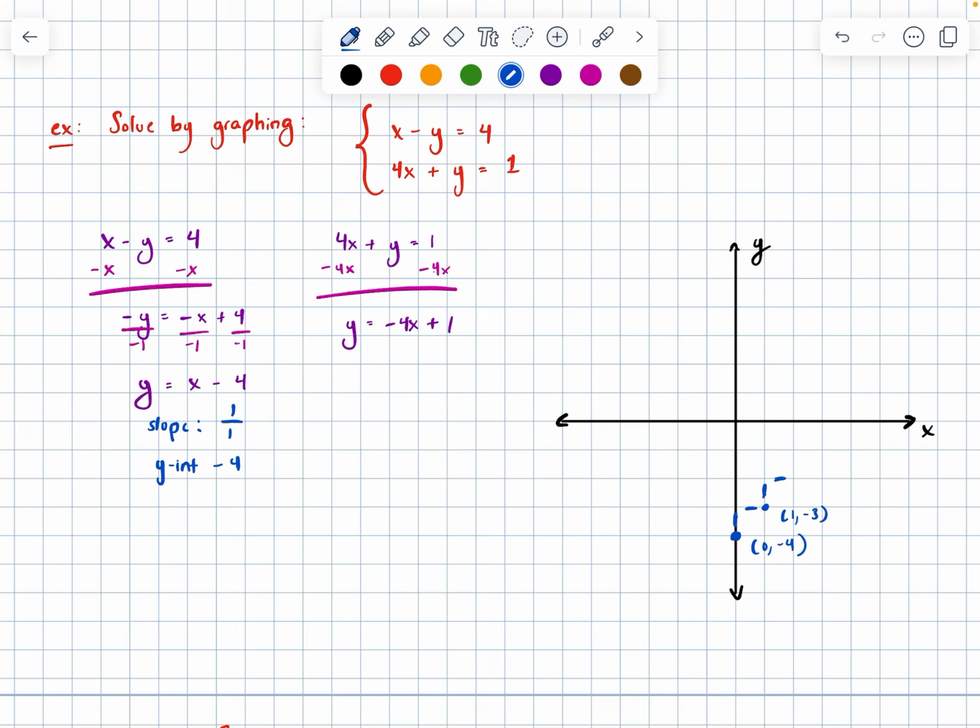To find my third point, I'll again go up 1 and over to the right 1. This point is 2 comma 2. Connecting my 3 points with a line, there is the graph of y equals x minus 4.